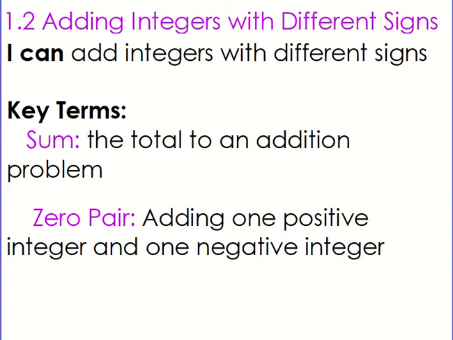So our key term is sum. Remember, that's just the total to an addition problem. So when we add things together, what is it? That's the sum. And then we're going to talk about something called a zero pair today. It's when you add one positive to another number, which is one negative. So adding one positive and one negative gets me 0.